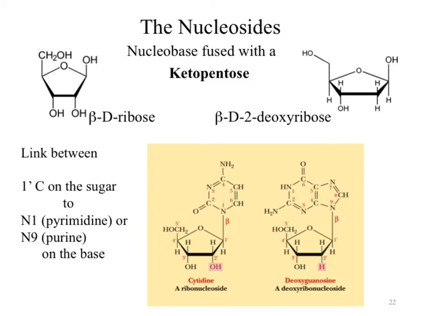We then move up to the nucleoside. Okay, well, what changed when we moved to the nucleoside from the nucleobase? We added a sugar, that's it. The most common sugar used for our nucleosides are beta-D ribose, or beta-D deoxyribose.